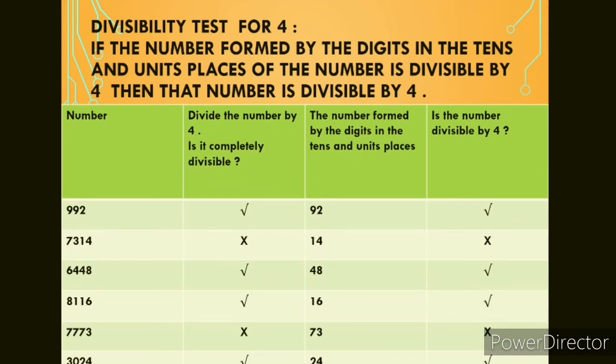Now if the number formed by the digits, let's see how it is. 992. Now here, two digits, tens place and unit place. In that, which number is coming? 92. This is divisible by 4, so that's why the number is completely divisible by 4. On the other hand, 7314. Here we are having 14 in the last two places. But 14 is not divisible by 4, so the number is also not divisible by 4. Same way we have to do for other numbers also.